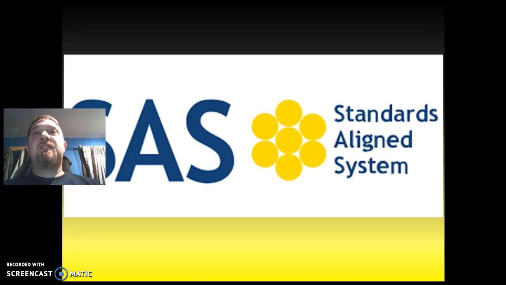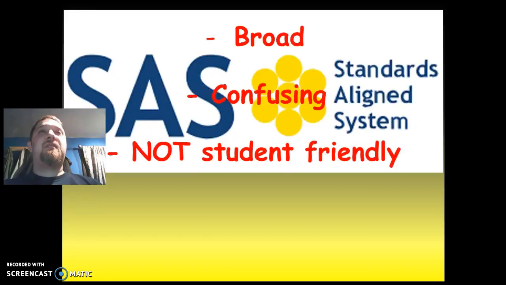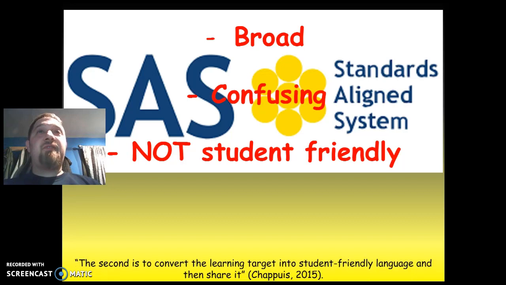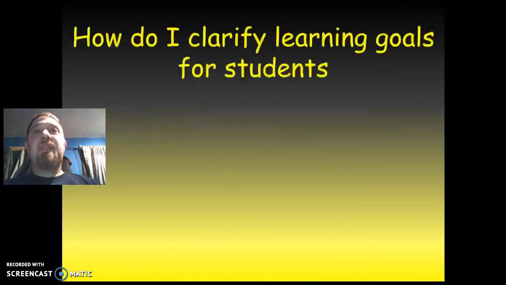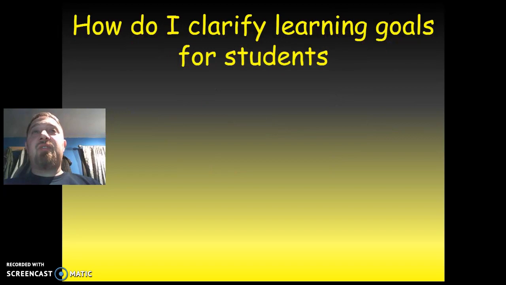We all know as teachers in Pennsylvania, the standard aligned system gives us a place to start when identifying goals, standards, or targets. However, is this the vocabulary we want to present to our students? They're extremely broad in most cases, at least for tech ed. They can be extremely confusing even to the teachers who are masters in their field, so they are far from student friendly. How can we clarify for students our goals?